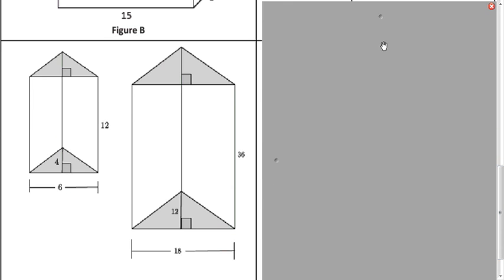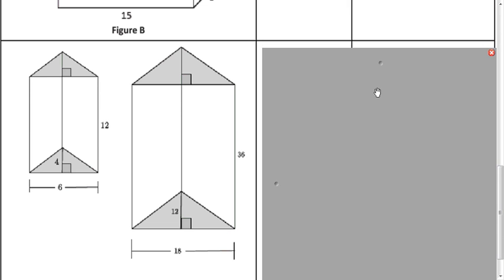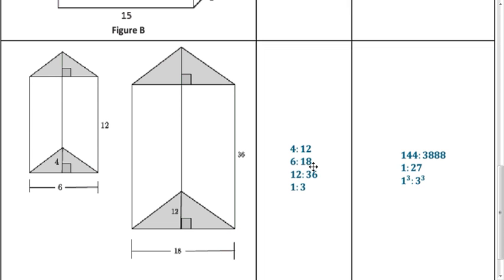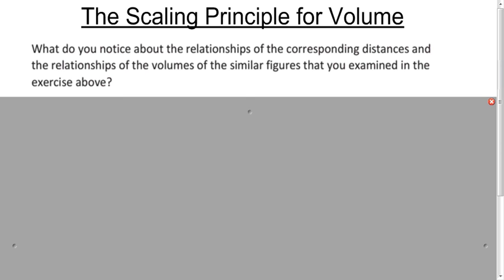And finally, these triangular prisms. Figure out the two ratios. So the ratio of the lengths is 1 to 3, and the ratio of the volumes is 1 to the third to 3 to the third. And so that gives us our scaling principle for volume.